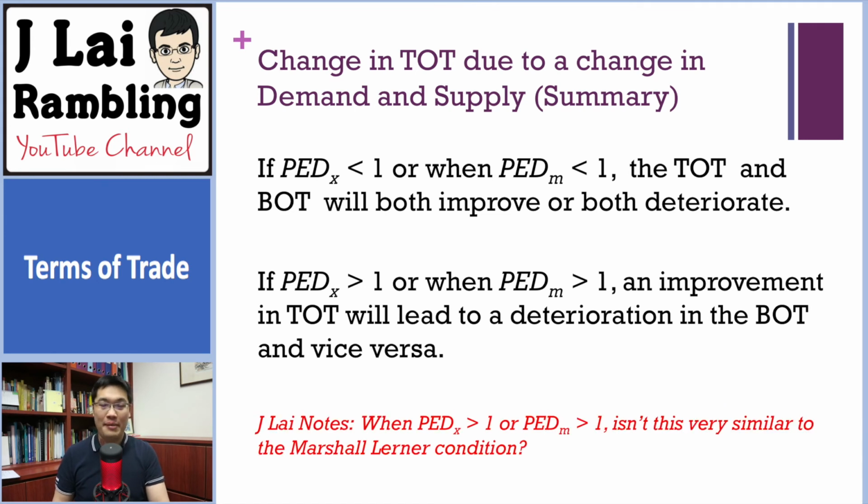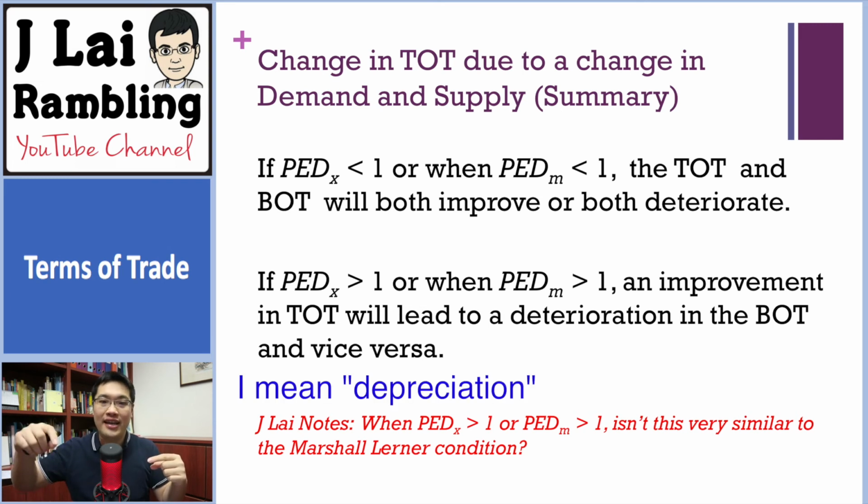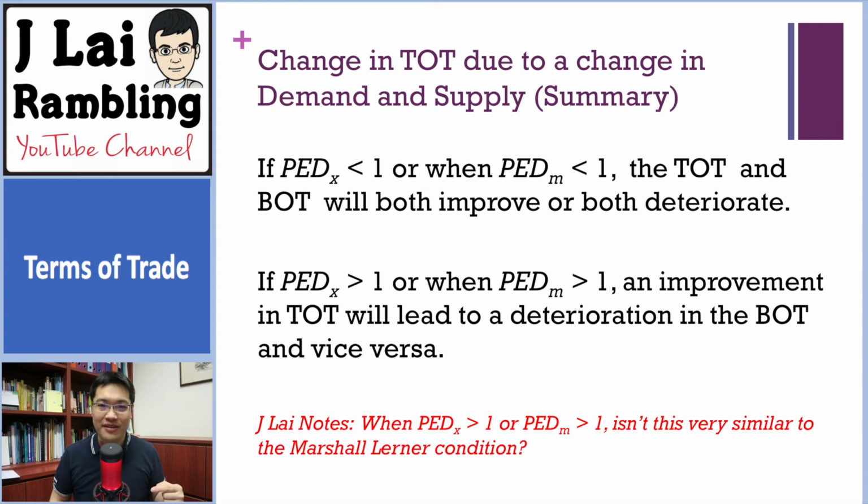And here I just thought it might be interesting for you to know that when the PED of exports is larger than 1, or when the PED of imports is larger than 1, isn't this very similar to the Marshall-Lerner condition? Wouldn't a deterioration in terms of trade, which in this case is the declining price of exports, which in the case of the Marshall-Lerner condition is achieved through depreciation, wouldn't that lead to an improvement in the balance of trade? Just food for thought.